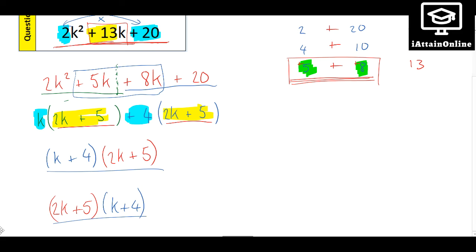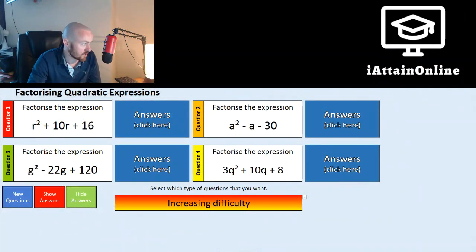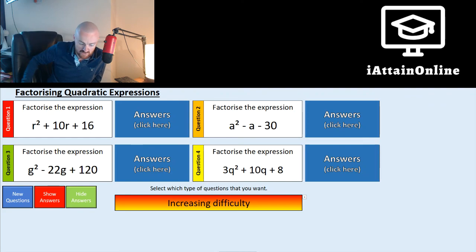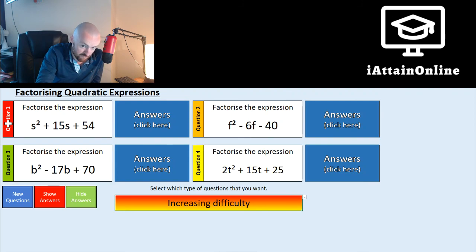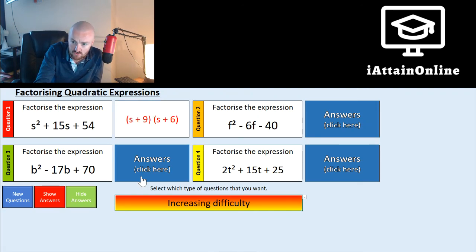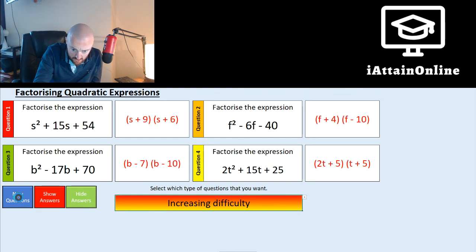Okay, so I'm going to just show you quickly a question generator that I will upload a link to, so you can download a copy of it. As always, you can have increasing difficult questions. Generate new questions. That's just an example. I've just gone through 4 examples and they're in that order. So question 1 was the first example, question 4 was the hardest, and they get progressively more difficult. You can get the answers one at a time or all at once.